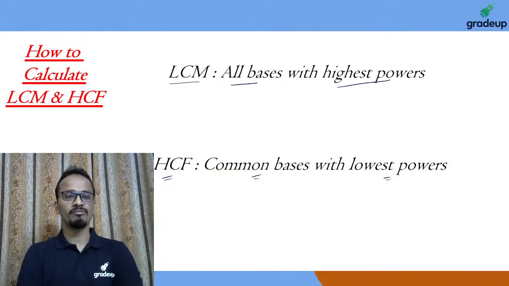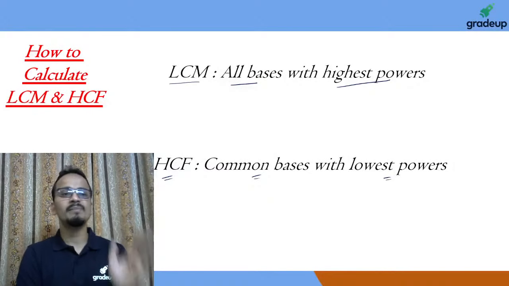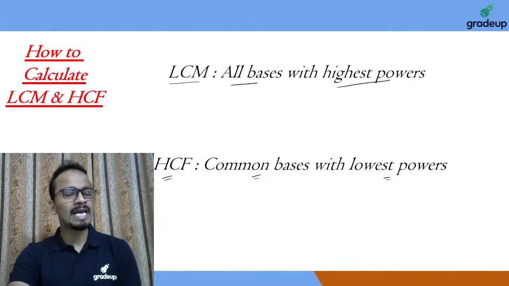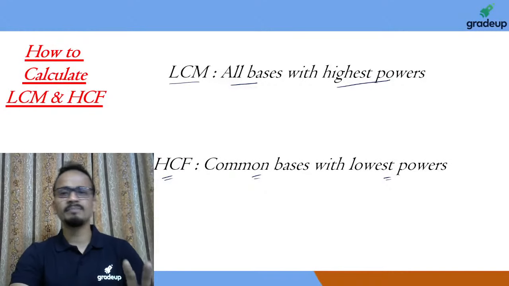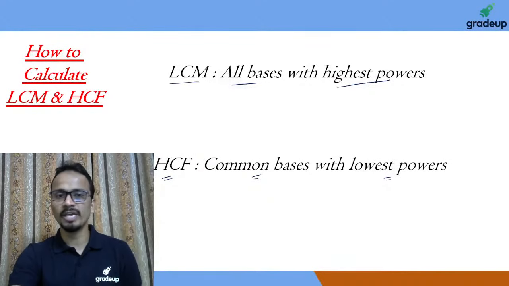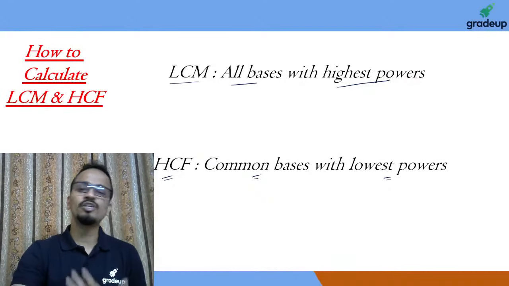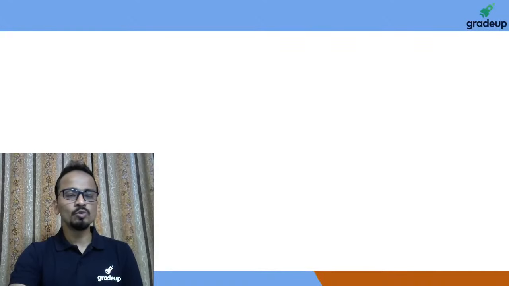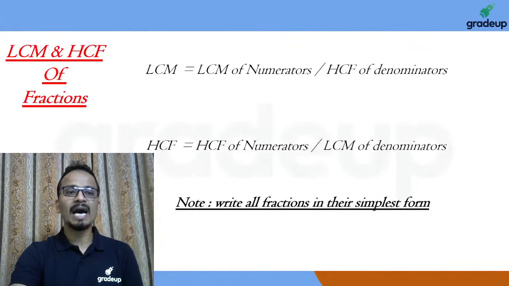So this is one simple way of calculating LCM and HCF of two given numbers. Now the same thing can be applied for 3 numbers or 4 numbers. The concept and the method will remain the same, even if you have 3 or more numbers. Now let's move on to understand how to calculate LCM and HCF of fractions.